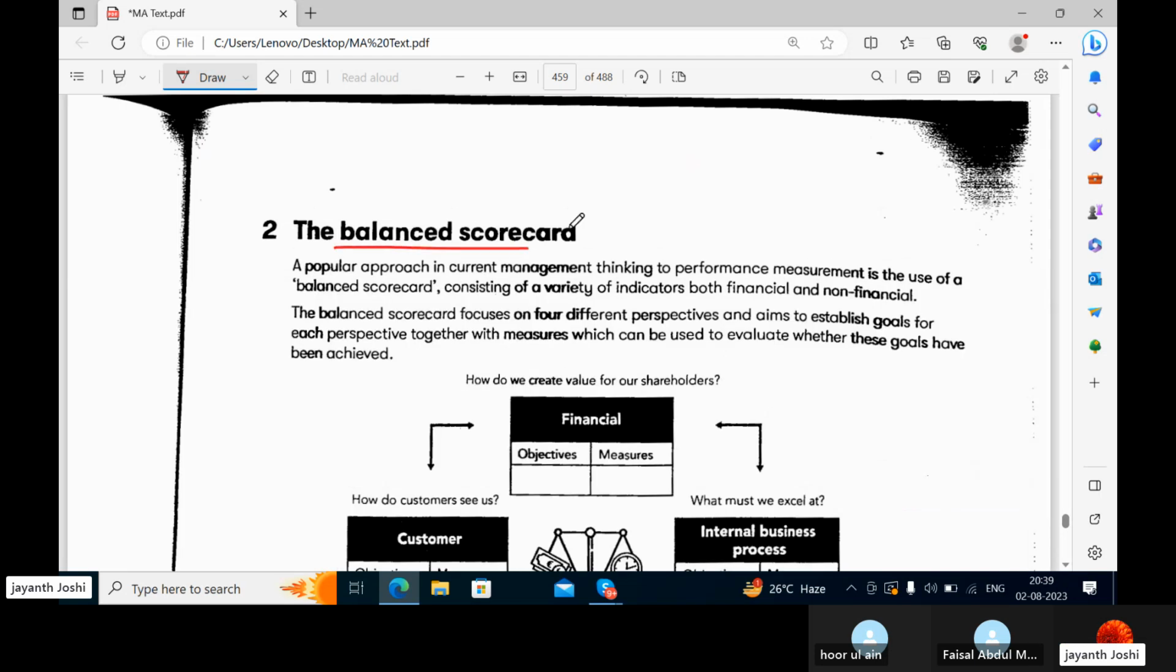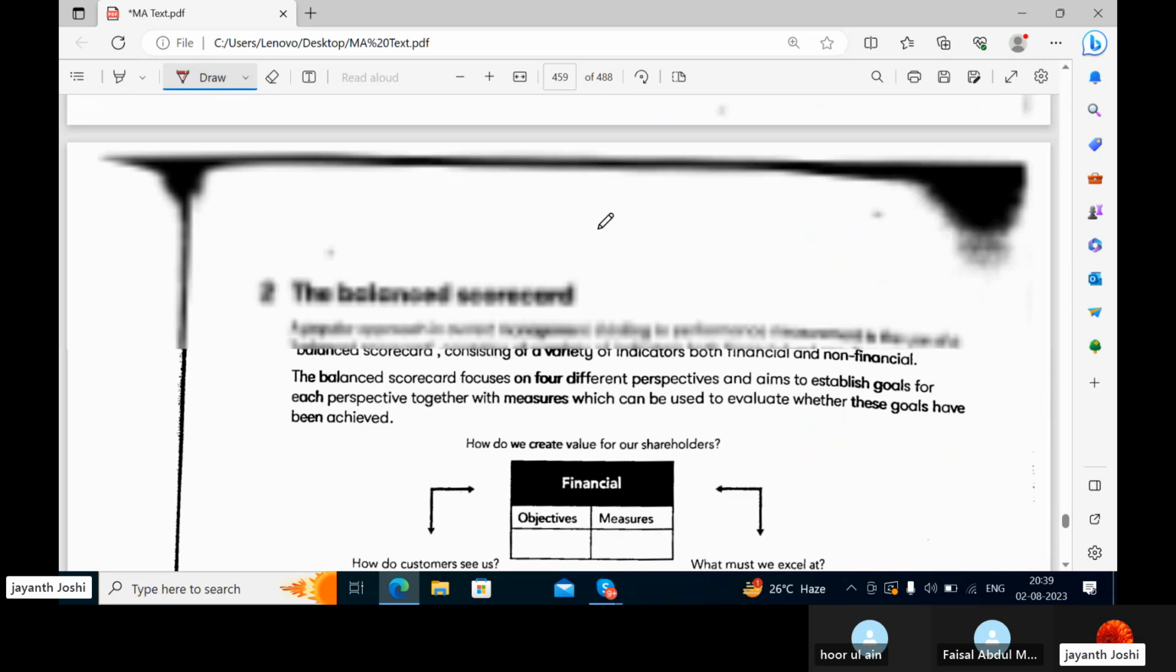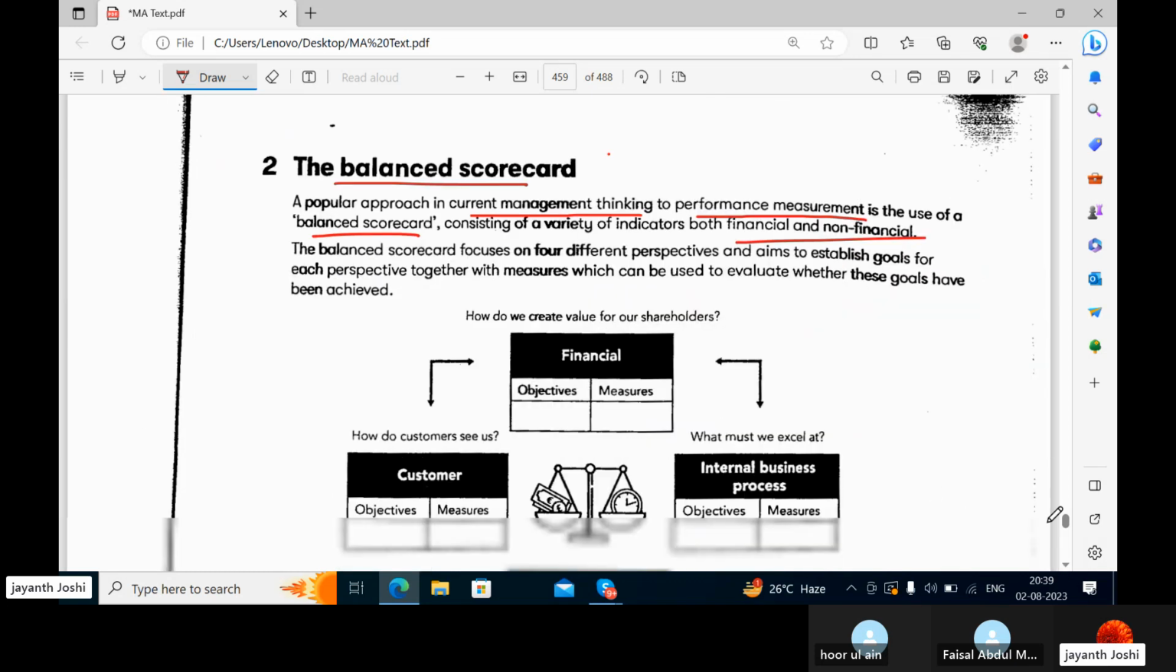Then comes the balanced scorecard. What is a balanced scorecard? You are keeping a balance of everything, financial and non-financial indicators. A popular approach in current management thinking to performance measurement is the use of a balanced scorecard consisting of a variety of indicators, both financial and non-financial. That means you're balancing both, giving equal importance to all of them, so nothing like the financial indicators having a weightage over the non-financial.